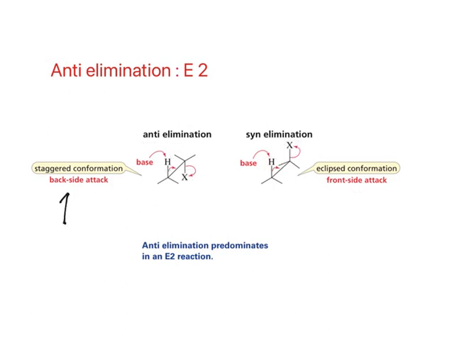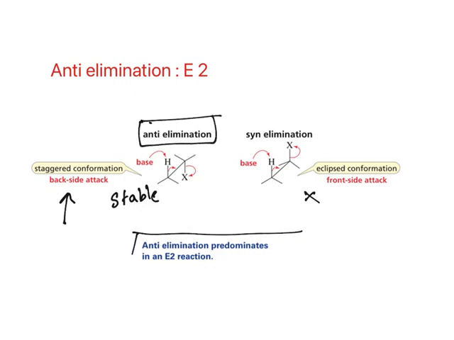Why? Because the staggered conformation is a stable one. If you remember, the eclipsed one is a kind of sterically hindered one and it is not stable. So usually in E2, the elimination favored is anti-elimination. So anti-elimination predominates in E2 reaction. This is an important one. Please keep this in mind.